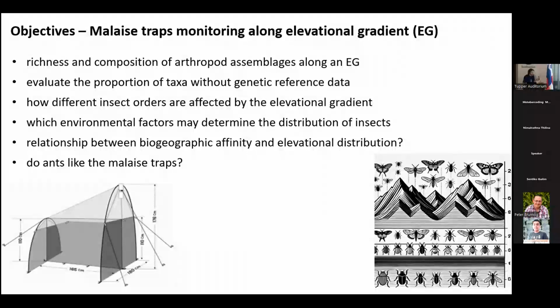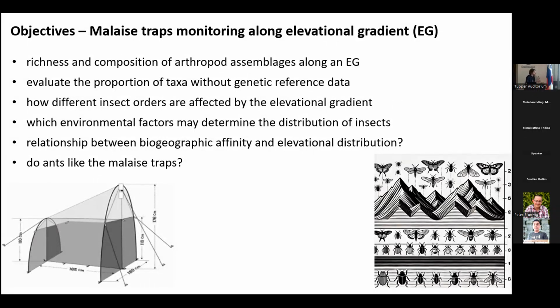The main objectives for this study were to look at the richness and composition of arthropod assemblages along the elevation gradient. We wanted to evaluate what is the proportion of the taxa without any genetic reference data. We tried to see how different insect orders are affected by the elevational gradient, and whether we can determine which environmental factors are important for the richness and composition of insects along the gradient. And then we also tried to look whether we can find any relationship between biogeographic affinity and elevational distribution.